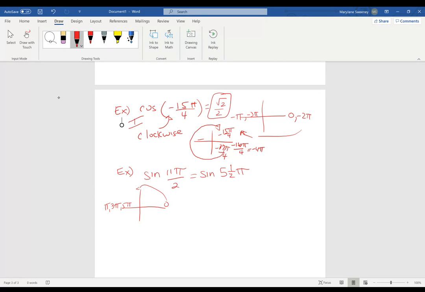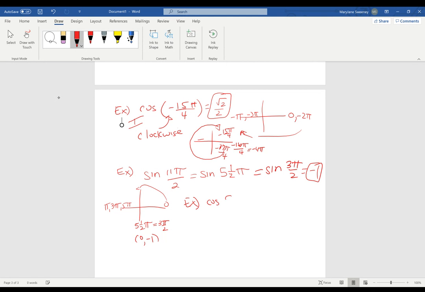Pi, 3 pi, 5 pi are over here. So 5.5 pi, think about a half a pi. Pi over 2 is 90 degrees. So you end up right here, which is the same as 3 pi over 2. So this would be the same as doing sine of just a 3 pi over 2, because that's where it falls, which is 0, negative 1. It goes cos, comma, sine. So sine is negative 1.